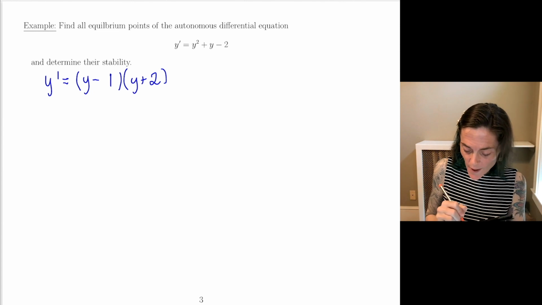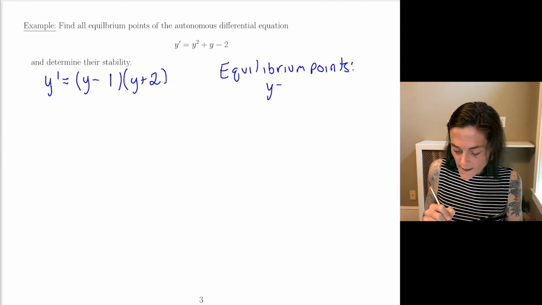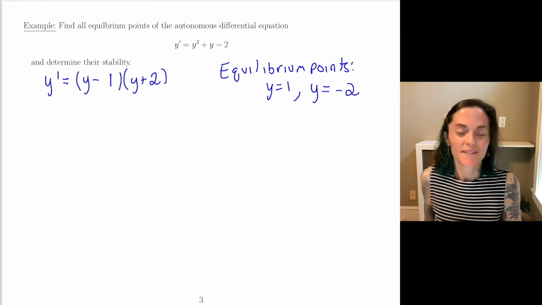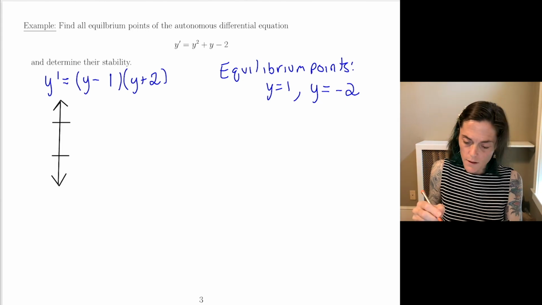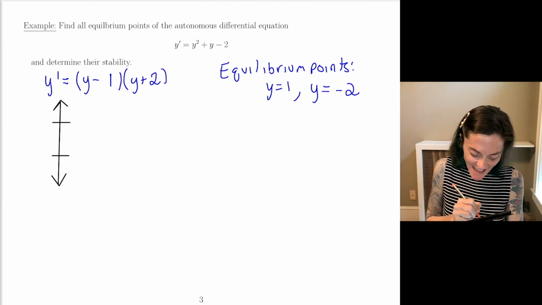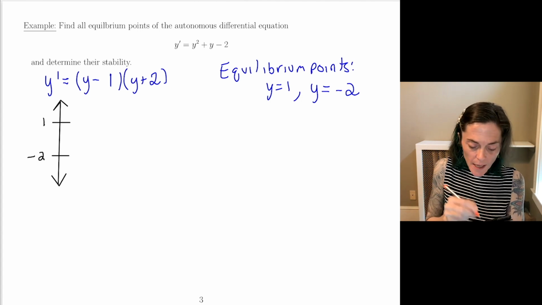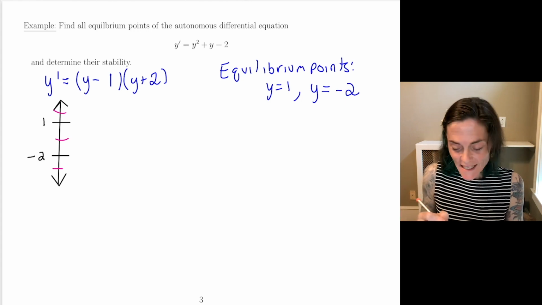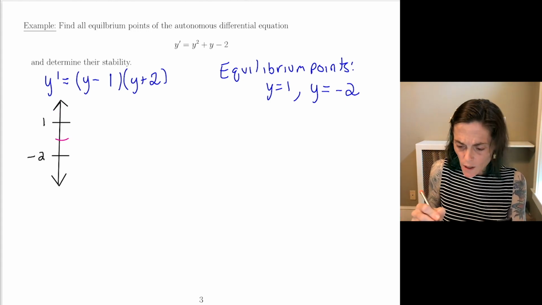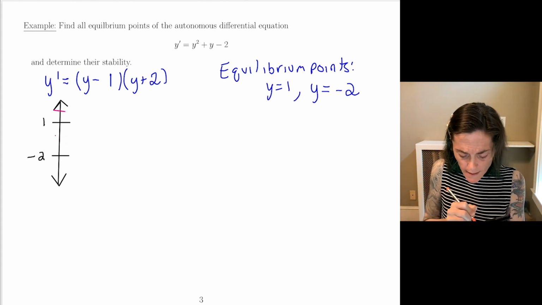We see our equilibrium points. We have y is 1. We have y is -2. Wonderful. Now let's make our number line. We have -2 and 1, and we can pick a point here, here, and here. This is very much like when we were doing intervals of increasing, decreasing early in the semester.